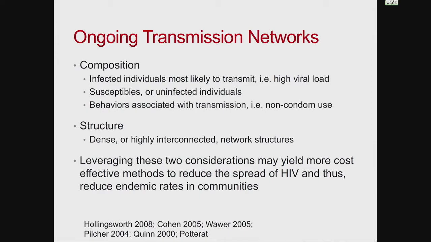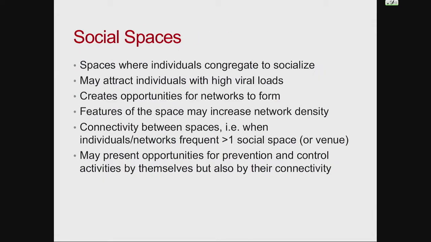Then, of course, we need susceptibles in that network for there to be transmission events, and behaviors associated with transmission, for example non-condom use, but we can also think about concurrency, as Stephane talked very clearly about. So disease is necessary and susceptibles are necessary. But what's also necessary for HIV, which has a low transmission efficiency for sexual contact, is density, or highly interconnected network structures. Leveraging these two considerations may yield more cost-effective methods to reduce the spread of HIV and thus reduce epidemic and endemic rates in communities.